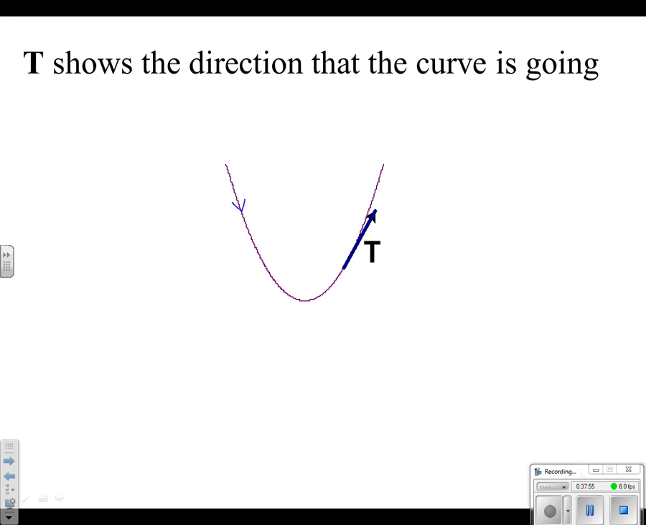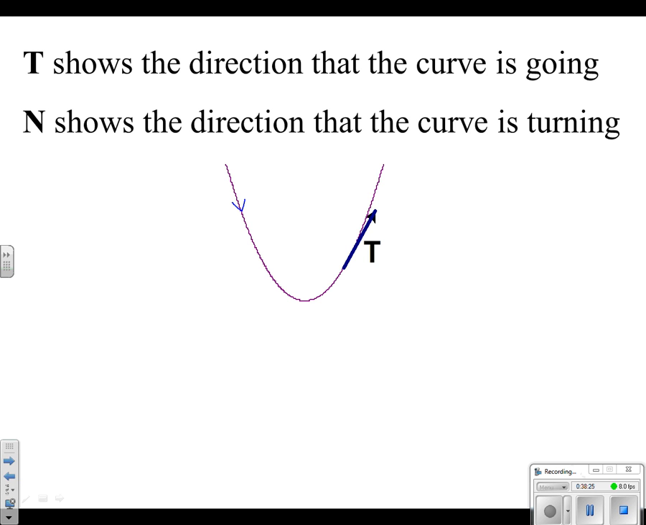Now, I want to point out that when we found N, we didn't call it the unit normal vector. We called it the principal unit normal vector. Because if I wanted a vector that's orthogonal to this one, maybe it points out that way, maybe it points in this way. Both of those would be normal to the curve, but N is only going to be one of those two. N shows us the direction that the curve is turning. In other words, because this curve is turning to the left, N is going to point into that curve.